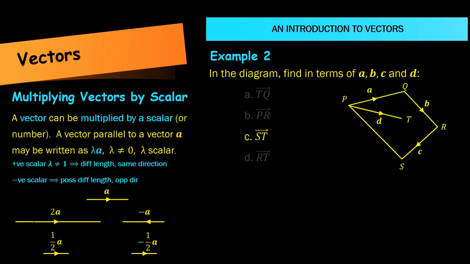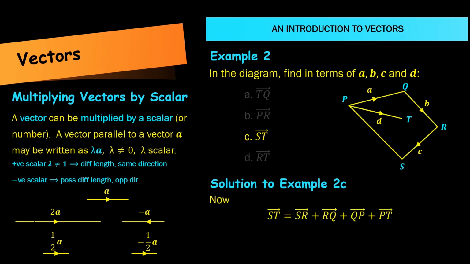And now for part C. In the diagram, find, in terms of a, b, c and d, the vector st. So here's our journey. In order to get from S to T, we travel as shown. So S to R, followed by R to Q, followed by Q to P, followed by P to T, as shown.